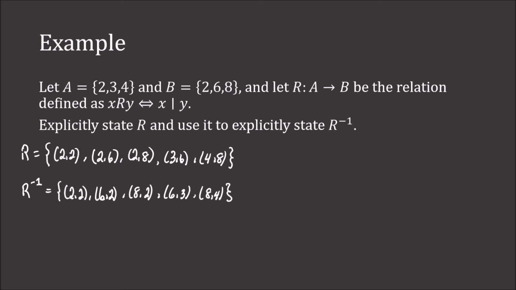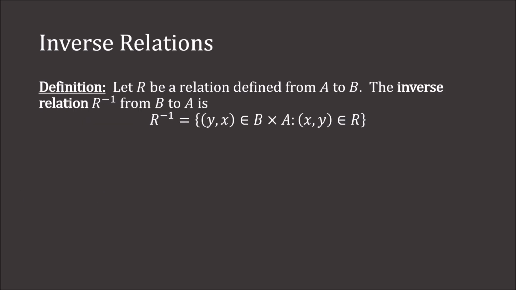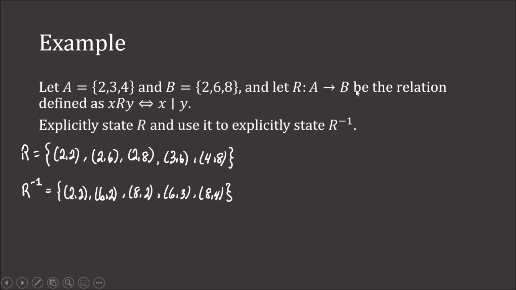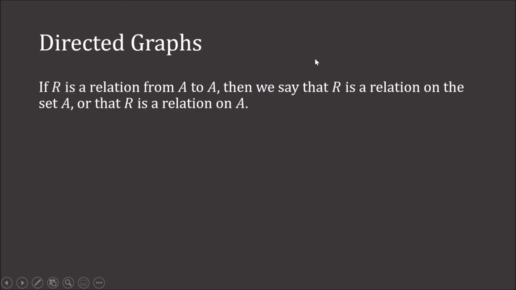So another way of defining relations is from one set to itself, right? We've seen that. This is an example of a relation that is from a set to itself. In which case, we'll simply say that R is a relation on the set A, or R is a relation on A. So this means that R is a relation from A to itself.